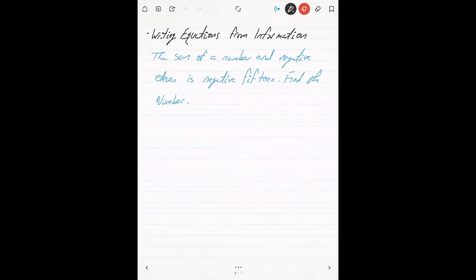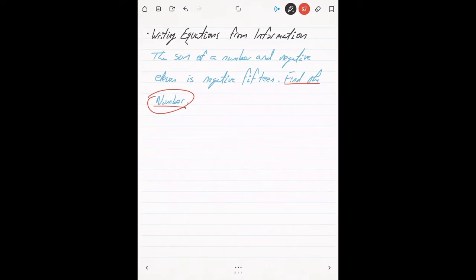So let's read this problem. The sum of a number and negative 11 is negative 15. Find the number. All right, we read it through once. We got an idea of what's going on. We're told some information about numbers and their relationship. What are we supposed to find in this problem? Well, you can always in problems look to the last sentence, and you can see for yourself, they tell you what you need to find. So in this case, we need to find a number.